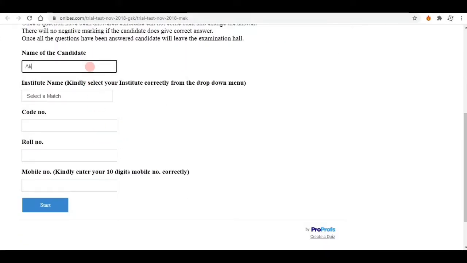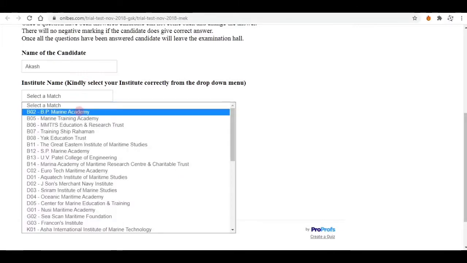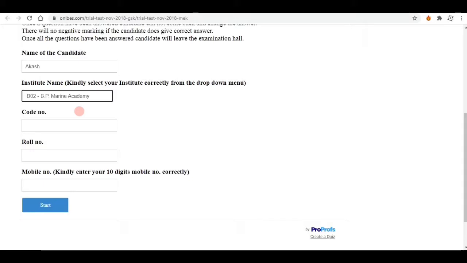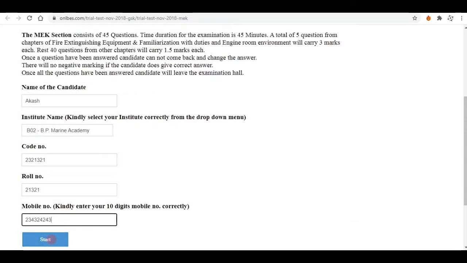So I'll write down my name here, Akash, and I'll select the same college. It won't matter, I am again telling you, you can select any of the colleges. Only one or two questions will come different. That's it. Here your code number as per your admit card, then roll number as per your admit card, and your actual mobile number here. Okay, so let's start the test.